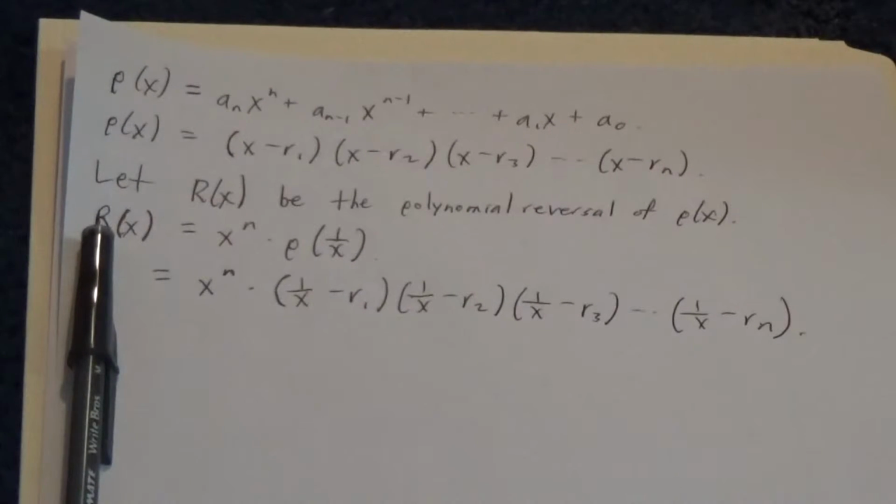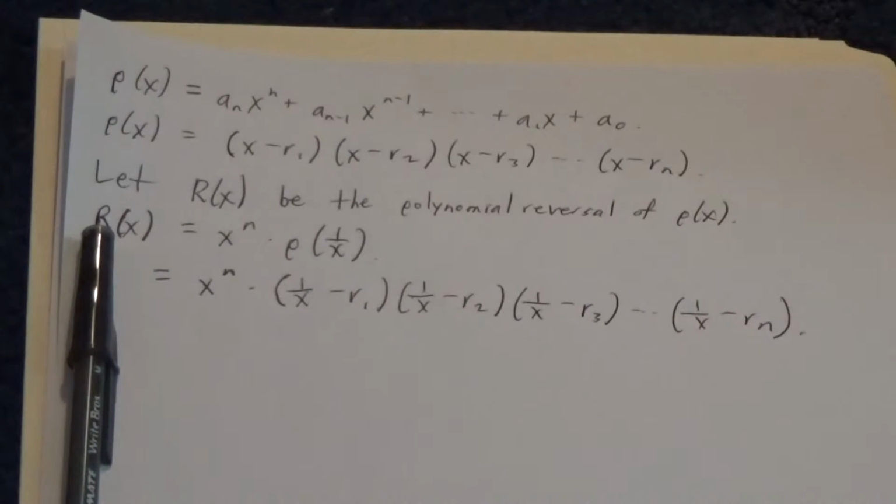So, by definition, we know R of x equals x to the n times the quantity 1 over x minus r sub 1, times the quantity 1 over x minus r sub 2, times the quantity 1 over x minus r sub 3, times all the way until we get to the quantity 1 over x minus r sub n. So, it's the product of all of these binomials.